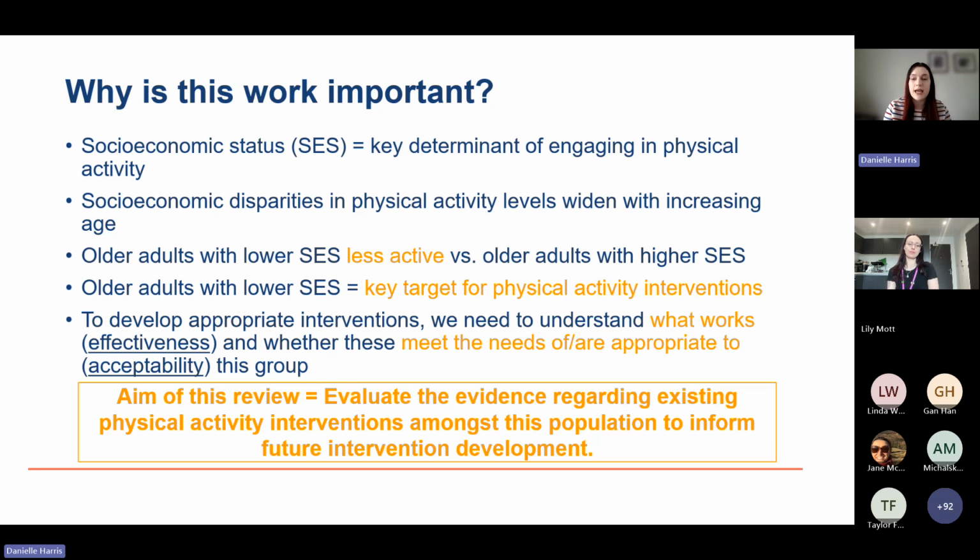Older adults with lower SES therefore represent an important target population for public health interventions aimed at increasing physical activity. But in order to develop appropriate interventions for this group, we first need to understand what works, i.e. what's effective, and whether these meet the needs or are appropriate, i.e. acceptable to this group. So the aim of this work then was to review and synthesise the evidence regarding existing physical activity interventions amongst older adults with lower socioeconomic status in order to inform future intervention development.